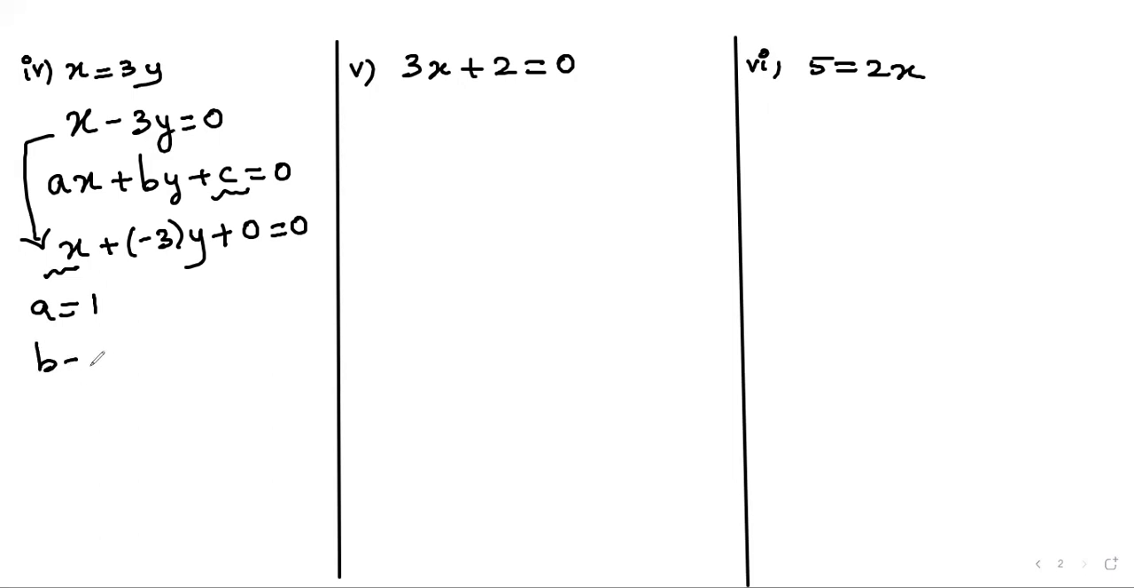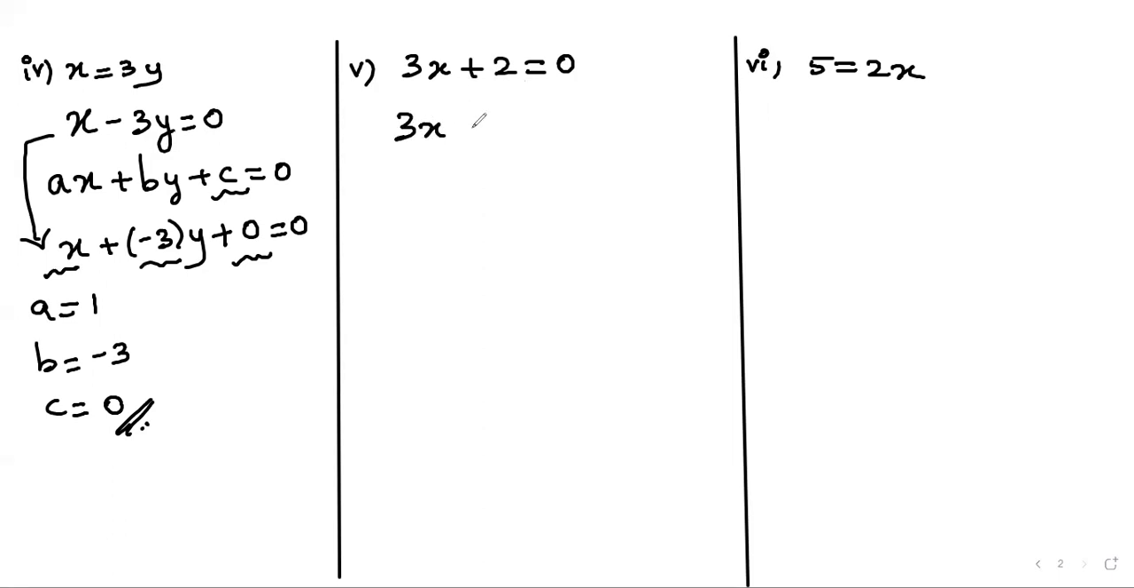What is the coefficient of y? It is negative 3. So that is your b. And what is c? It is a constant value. Here the constant value is absent. If it is absent, it should be 0. Am I clear?